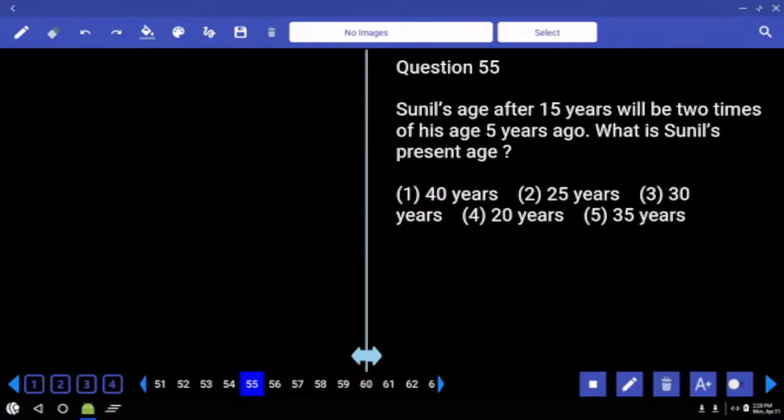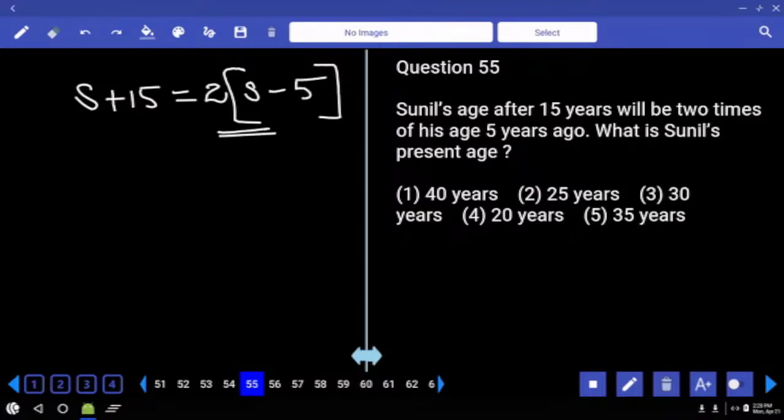Sunil's age after 15 years will be 2 times his age 5 years ago. Sunil's present age, yes, after 15 years plus 15 will be equal to 2 times of his age 5 years back. Present age, yes, 5 years back minus 5. 2 times, yes. The difference, minus 10 goes to the left hand side, plus 10. 10 plus 15, yes, is equal to what was asked.